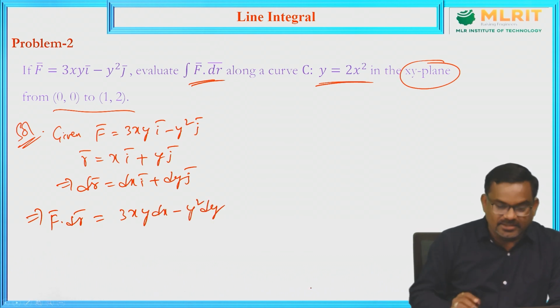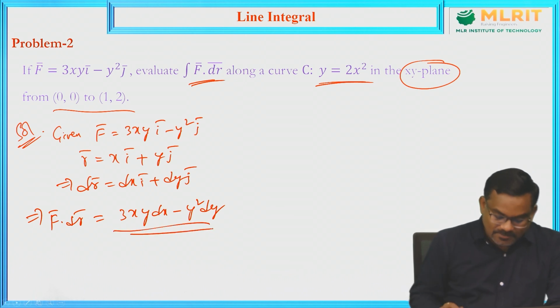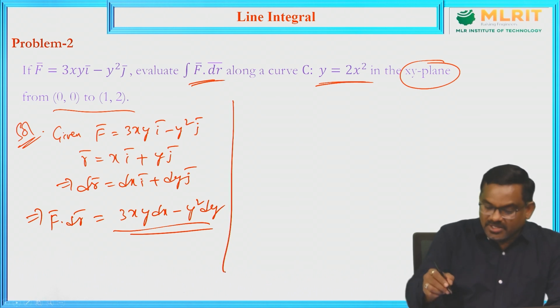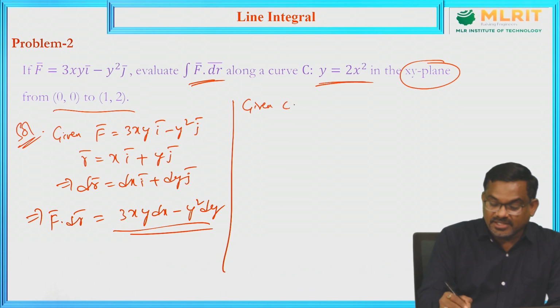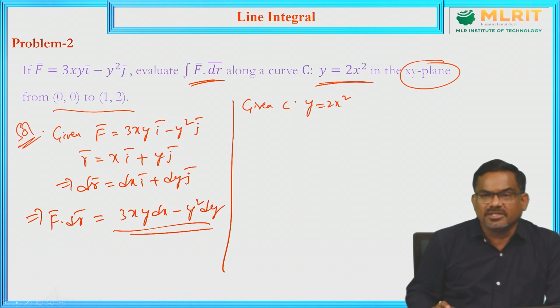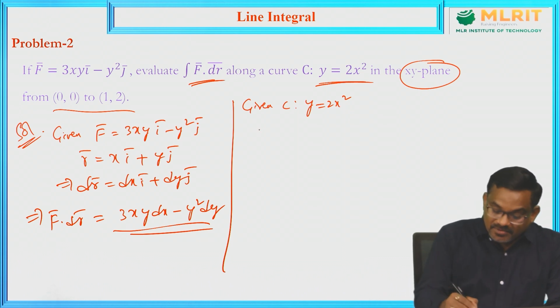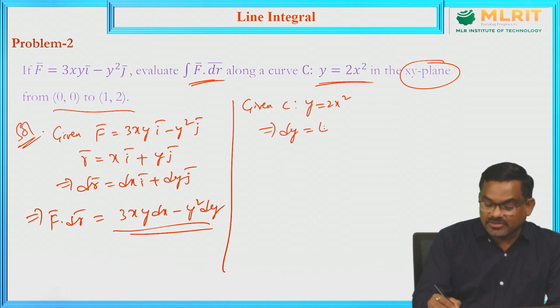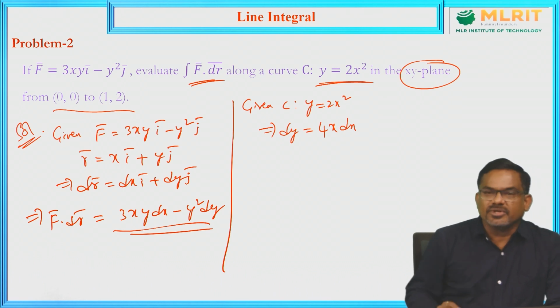Now, we need to integrate this, but this is in terms of two variables, x and y. If we have only a single variable, we can evaluate the line integral. So, for that, let us use the given curve. Given C is y equal to 2x square. That means I can transform y into x using this equation. So, y is 2x square. If I am transforming y to x, I need to transform dy also. So, let us differentiate: the derivative of x square is 2x, so dy is 4x dx. So, completely y is transformed to x.